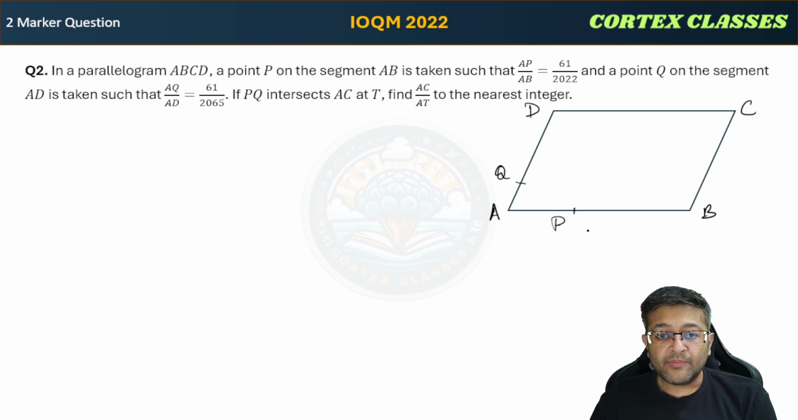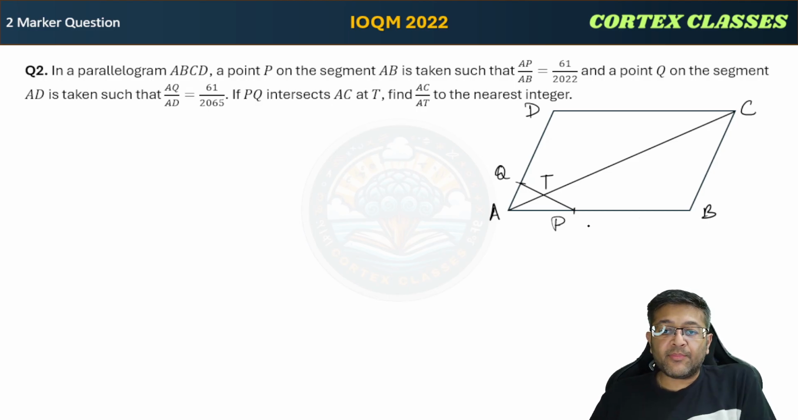If PQ intersects AC at T. So let's join PQ, and it intersects AC, which is the diagonal, at T. This point is T. Find AC upon AT.